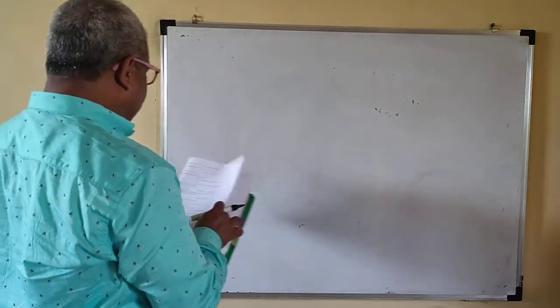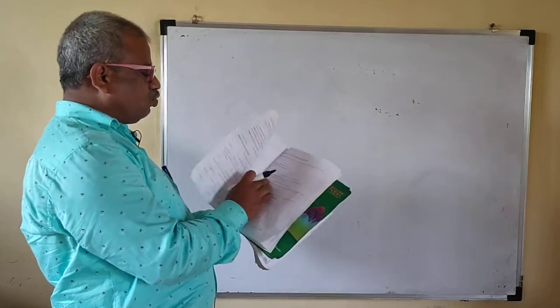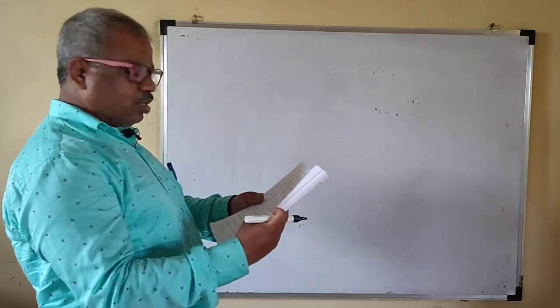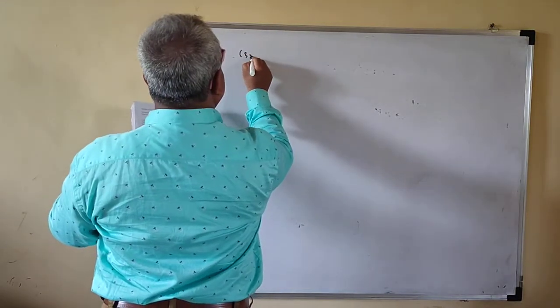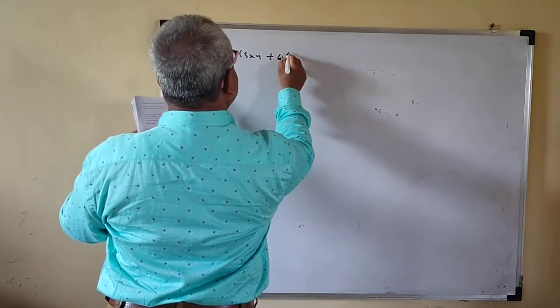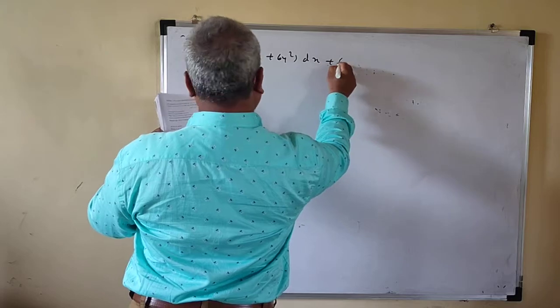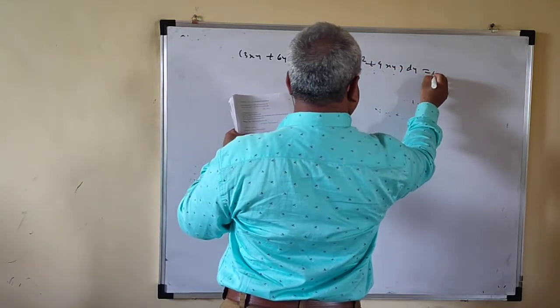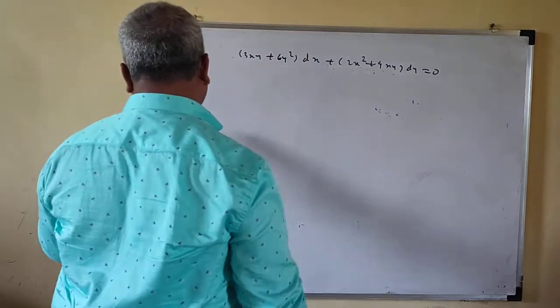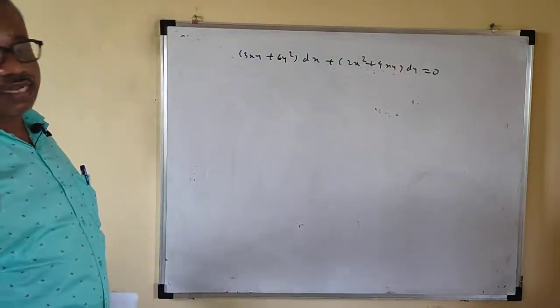Okay, we need only the integrating factor, so we don't need the solution of it. If you want a solution, just multiply this. Okay. So we do this. Suppose this differential equation is given: (3xy + 6y²) dx + (2x² + 9xy) dy = 0. We want only the integrating factor.